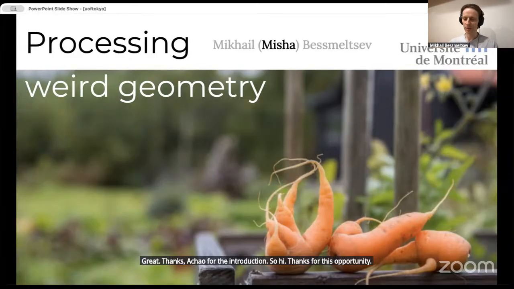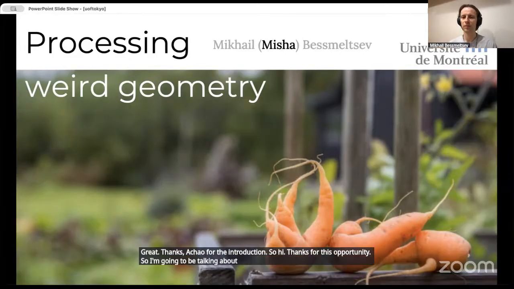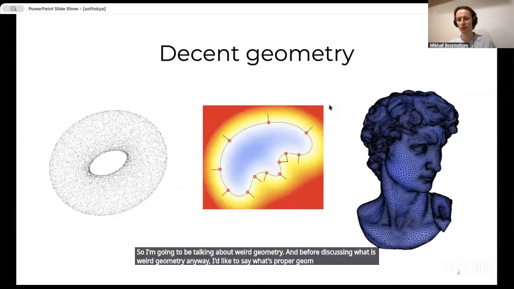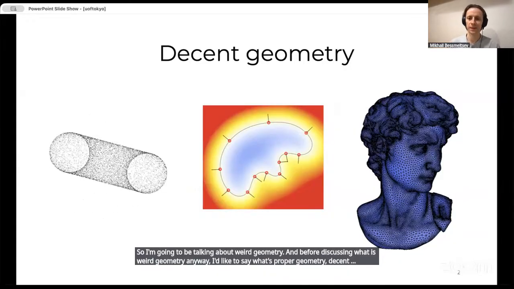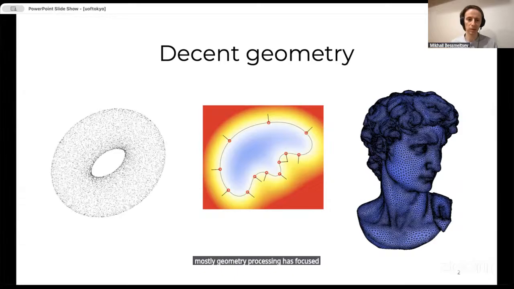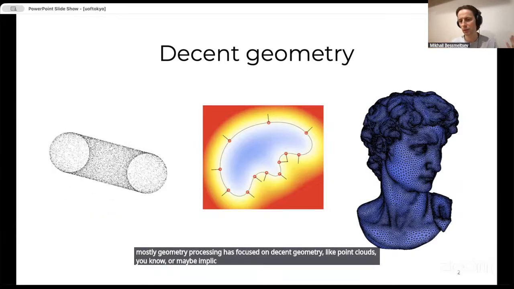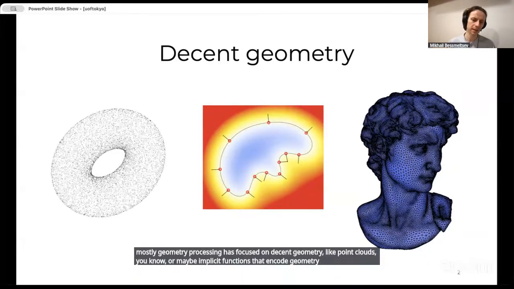So I'm going to be talking about weird geometry. And before discussing what is weird geometry anyway, I would like to say what's proper geometry or decent geometry. Mostly geometry processing has focused on decent geometry, like point clouds, or maybe implicit functions that encode geometry, or maybe meshes or stuff like that.